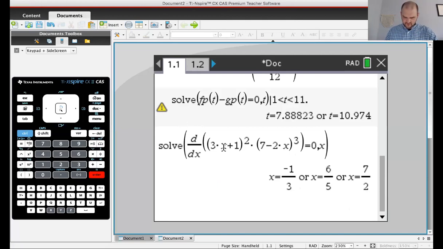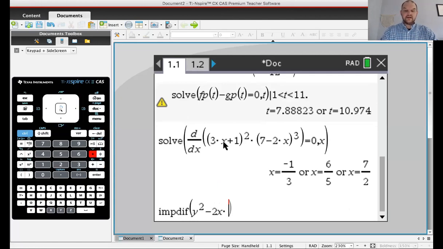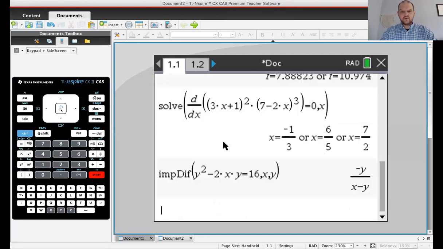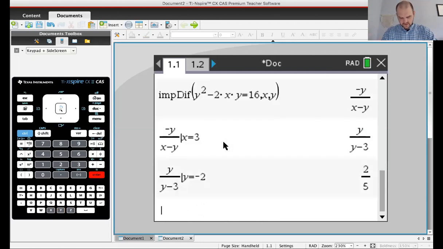All right, let's see. So I checked the very first problem and we got it. So I'm going to check the second one. So I'm going to do implicit differentiation, imp diff. Y squared minus 2x times y, which is not optional, equals 16, comma x, comma y, such that x equals 3, such that y equals -2. So I get 2/5 for the slope, so we got that right.